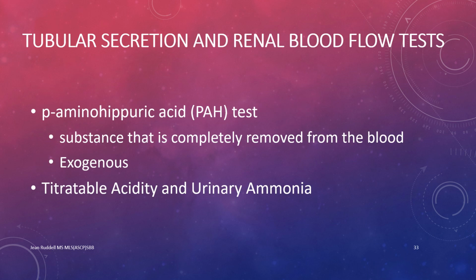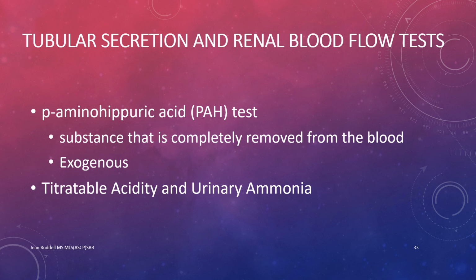Another tubular reabsorption test is PAH, or p-aminohippuric acid test. This test uses a substance that is not naturally found in the plasma. It is a non-toxic substance that is loosely bound to plasma proteins. It is secreted in the proximal convoluted tubule, and the volume of plasma flowing through the kidneys determines the amount of PAH excreted in the urine. This must be administered by IV and would be conducted in a specialized laboratory.